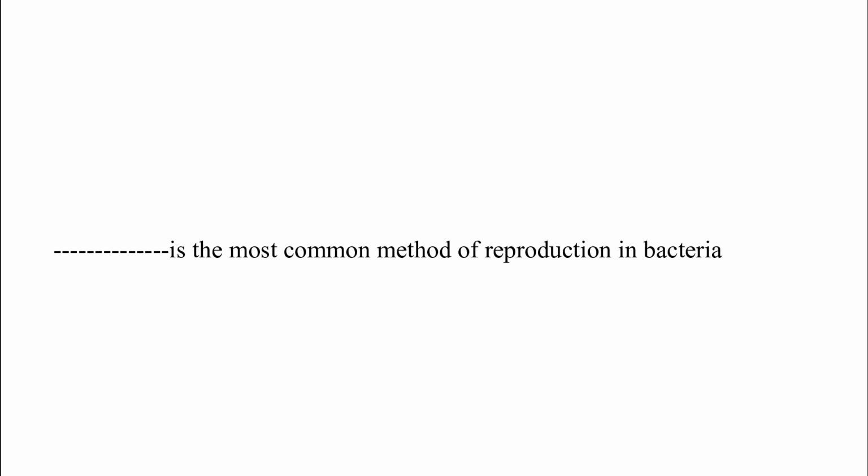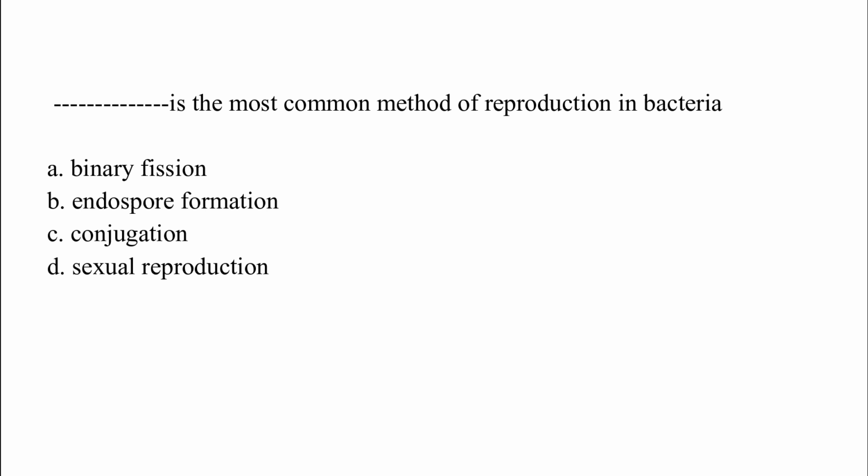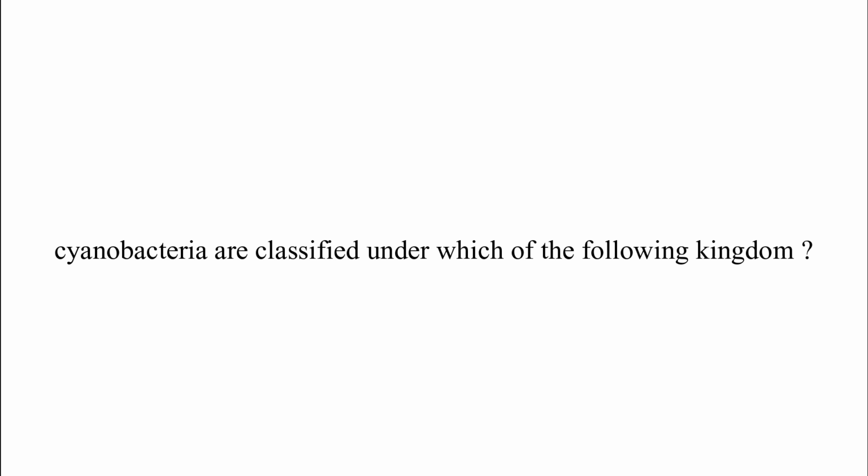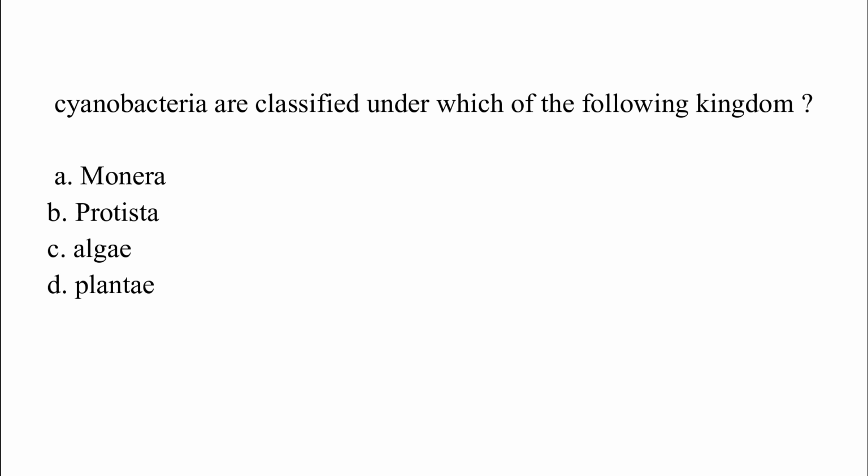Dash is the most common method of reproduction in bacteria. Option A, binary fission. Option B, endospore formation. Option C, conjugation. Option D, sexual reproduction. The correct answer is option A, which is binary fission. Cyanobacteria are classified under which of the following kingdoms? Option A, Monera. Option B, Protista. Option C, Algae. Option D, Plantae. The correct answer is option A, which is Monera.